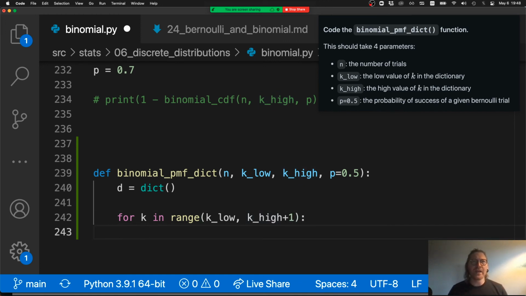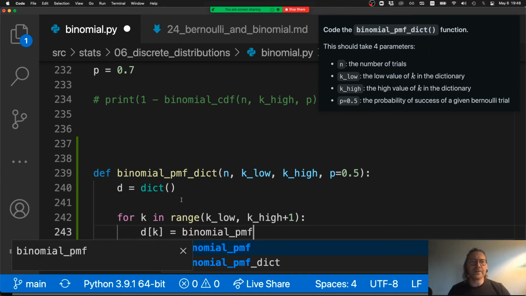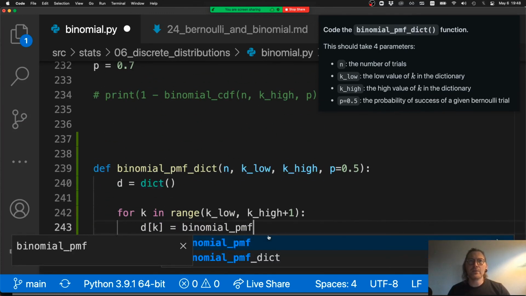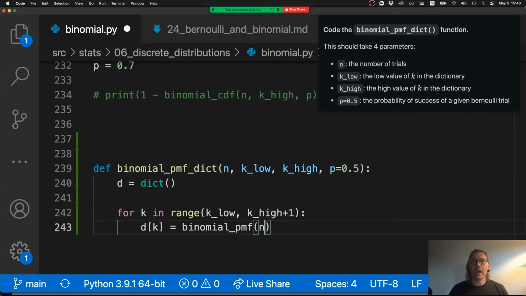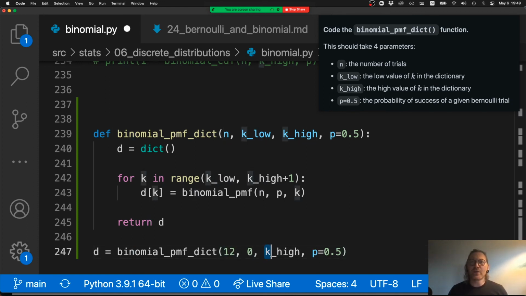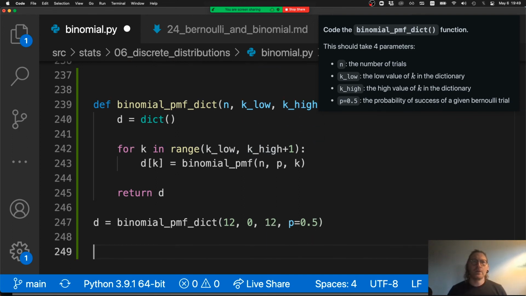And then we can just say d sub k is going to get the binomial PMF. I have to remember the order of this: binomial PMF n p k, right? Binomial PMF n p k. And we can return the dictionary, and that's it. So if we want to see the probabilities, let's do coin flips just because we've been thinking about coin flips. All the probabilities from 0 to 12 flips, we can do that pretty easily.